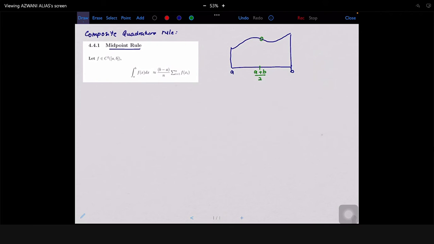Okay. Alright. So untuk midpoint rule, apa yang the idea is dia cari midpoint dan dia cari the area. So the area adalah luas rectangular here. So you akan dapat this multiply by up to this. Up to point ni. Alright, so you akan dapat the whole this lah.